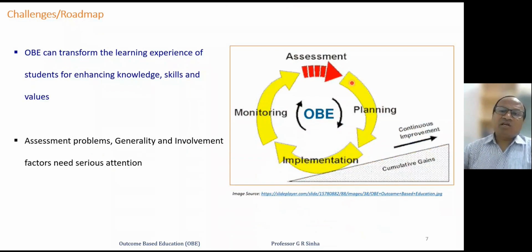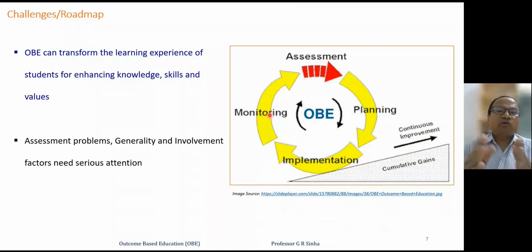Assessment is very important in OBE, and based on assessment, we can plan, implement, and continuously monitor. Based on continuous monitoring and continuous assessment, the improvement will always be there in a cumulative manner. Therefore, we were saying that summative assessment never works. We have to do formative assessments, at an interval of 1 week, 2 weeks, or 10 days, 15 days, whatever is good. At certain intervals, the student has to be evaluated using a certain assessment tool, and therefore cumulative gain and continuous improvement are possible.